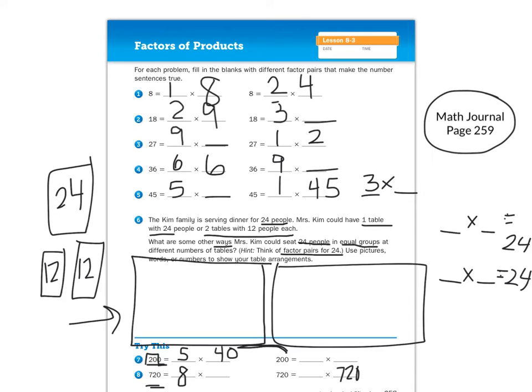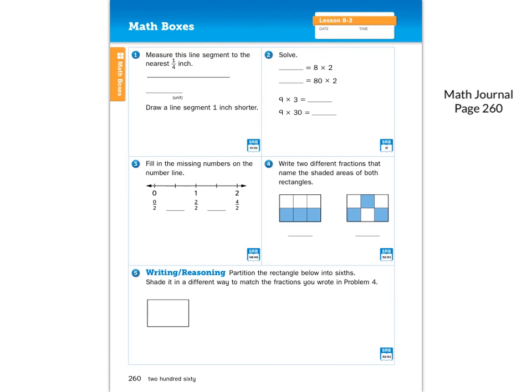All right, good luck on that next one. I can't put the thing in there because that spot is covered on my paper. My apologies. All right, let's go on to our next page, which is 260.